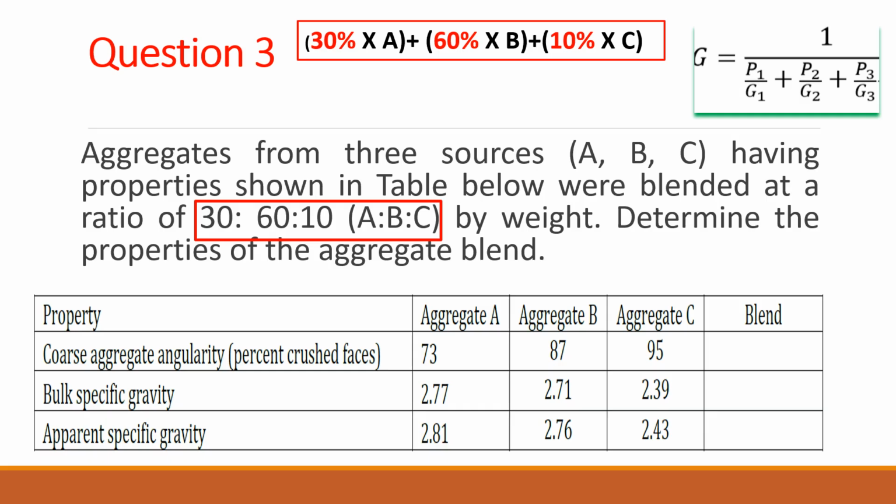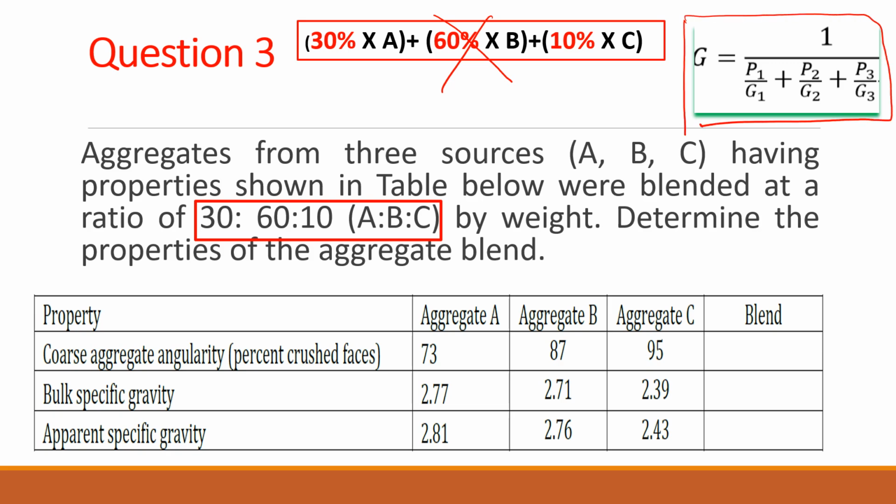How about the other two properties? Other two properties are specific gravity. Whenever you have a specific gravity, it can be bulk specific gravity, apparent specific gravity, or any specific gravity, you are not going to use this equation. If you use this one, that is not the right one to use. You need to remember that when you have specific gravities, you have to calculate it in this way.